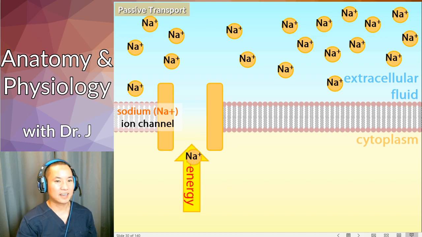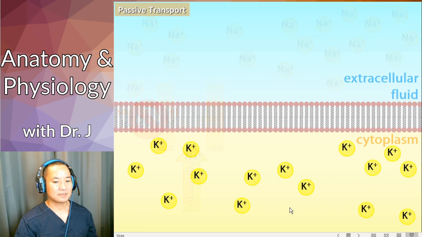So in order to add more sodium to the outside, you need to add energy. Remember, going from high to low doesn't really require energy, but to go from low to high, you need energy. So ion channels cannot make this difference between the sodium concentration in the extracellular fluid and the sodium concentration in the cytoplasm. Now let's look at potassium.